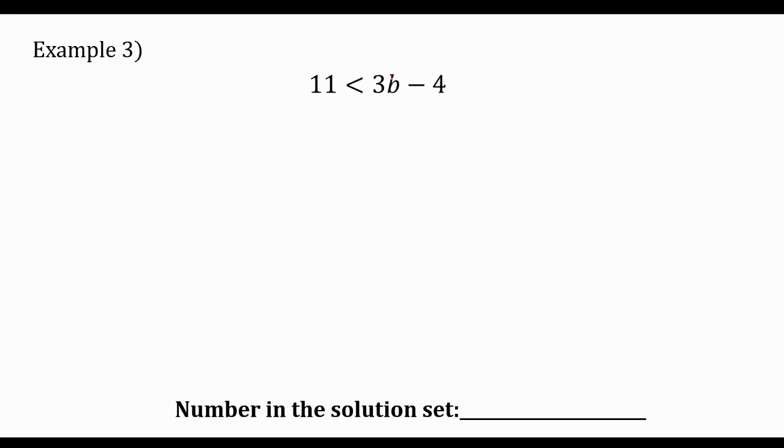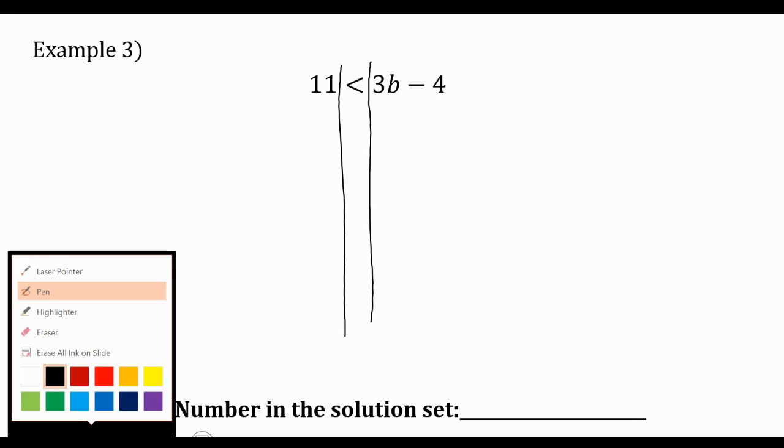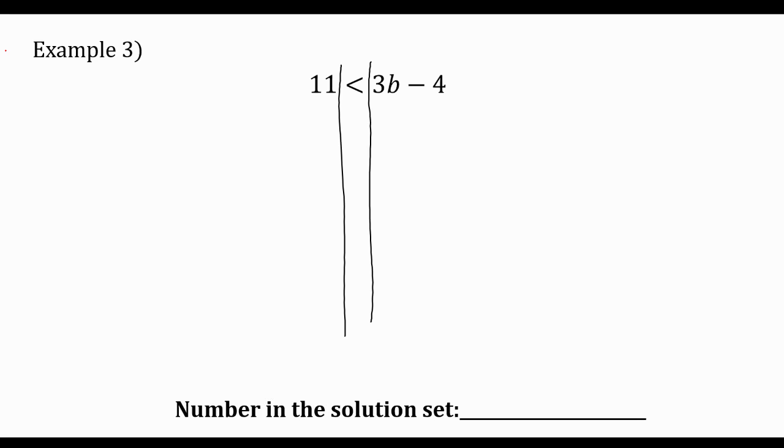We have 11 is less than 3b minus 4. So start with those train tracks, kind of like built into your inequality. And let's start solving this two-step inequality. The first thing we want to do is move that constant. The opposite of subtracting 4 is adding 4. So let's add that to both sides.